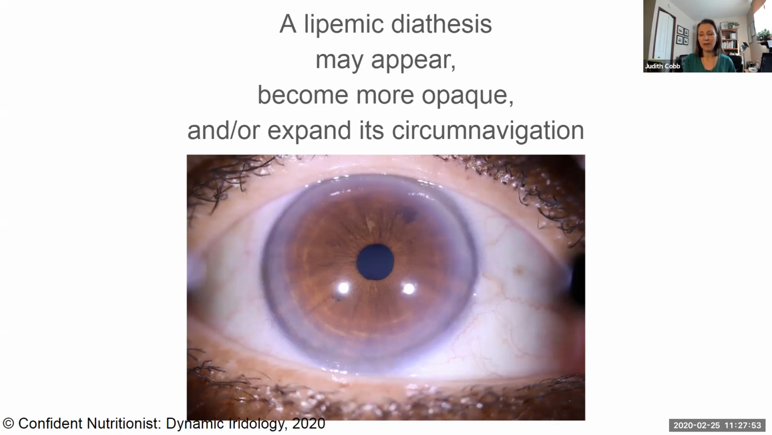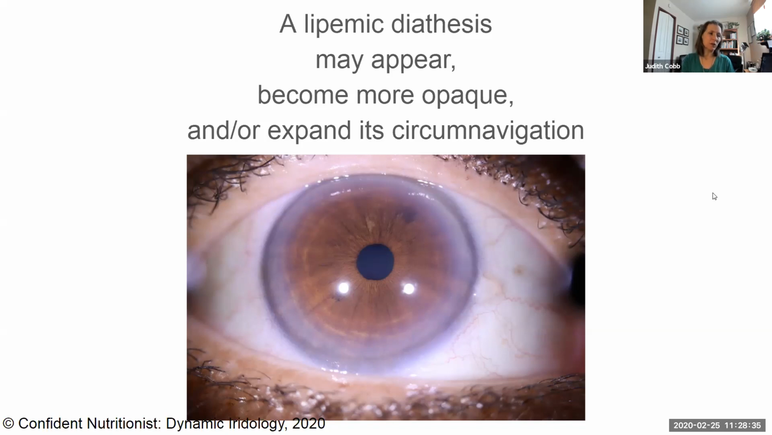I've never seen a lipemic diathesis in a child. The youngest I've ever seen it is a 22-year-old. And so it appears with time, usually not till in the 40s or 50s or 60s, although again, we're seeing it earlier. And with time, it may become darker and it may circumnavigate the eye. So it may start out as just a partial ring around the eye. So we're looking at this white milky film right here. So it can start out as just being a little piece, a little sliver, and that can grow and spread, and it can get wider and it can get more opaque. So that's another change that we can see.